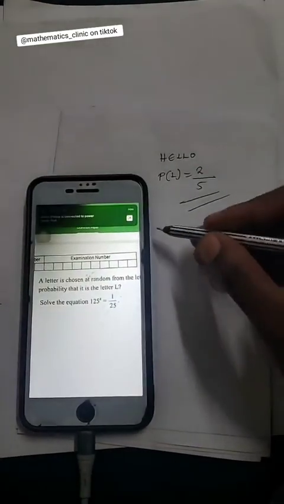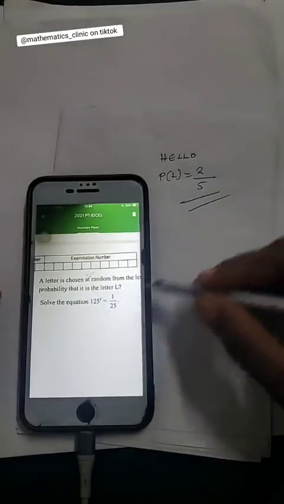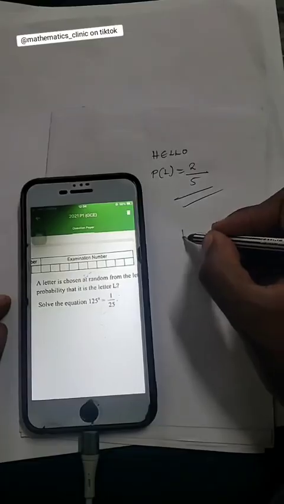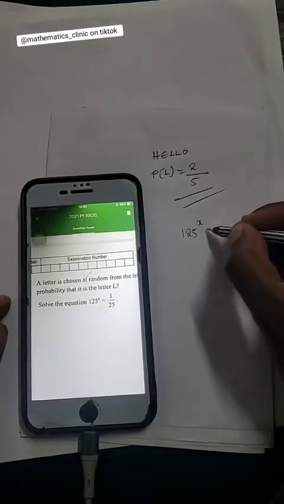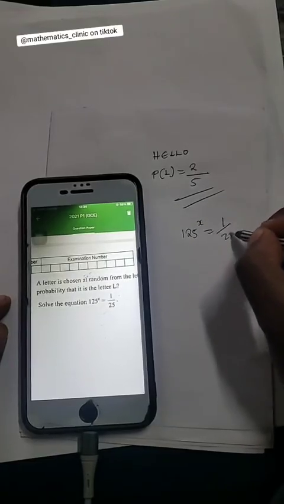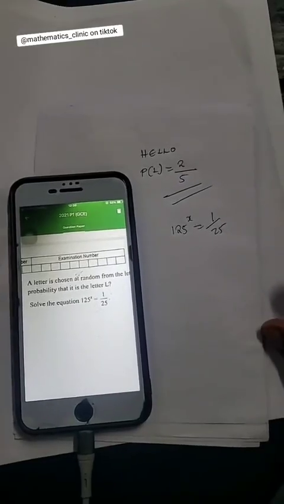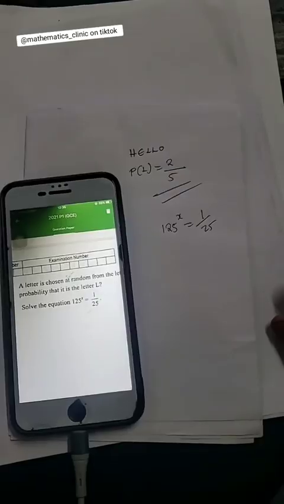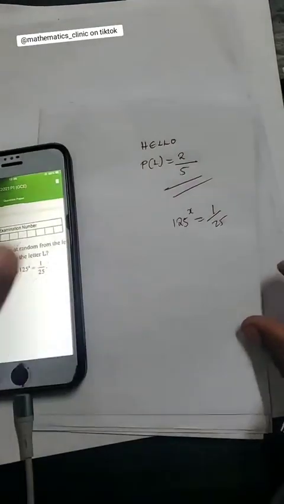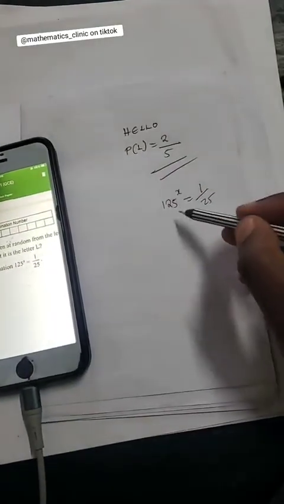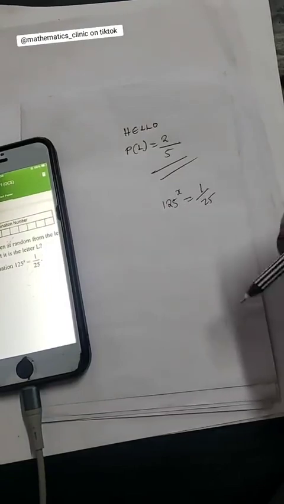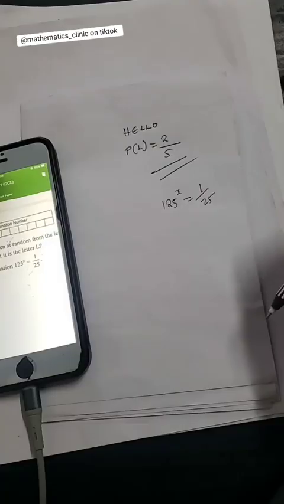Now let's find this one. 125^x is equal to 1 over 25. So now how do we express these? My good friends, we need to make sure that we have the same base.